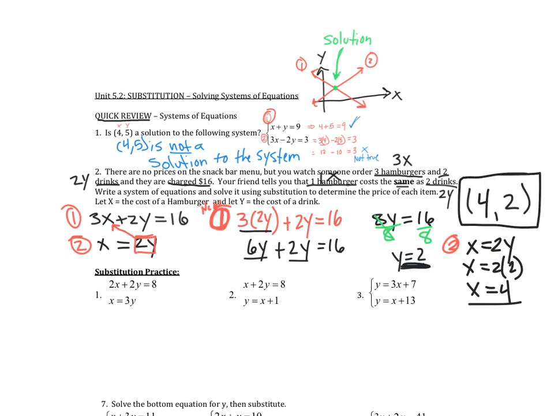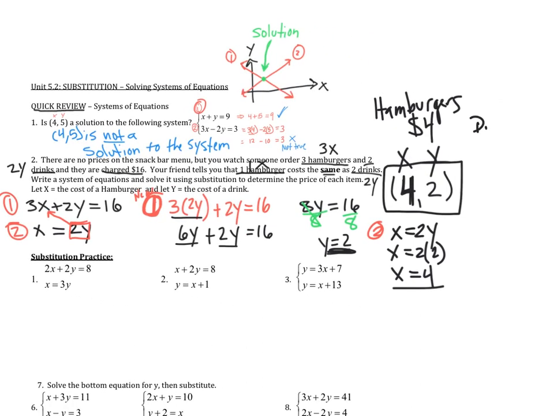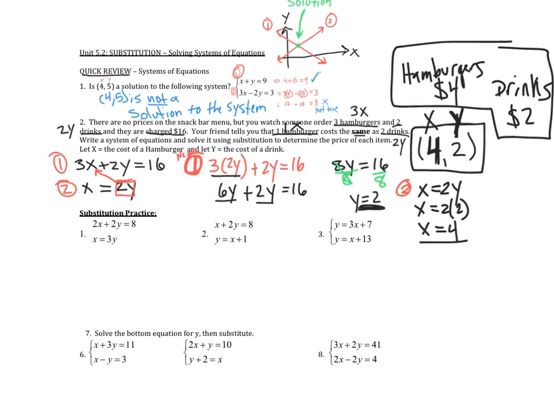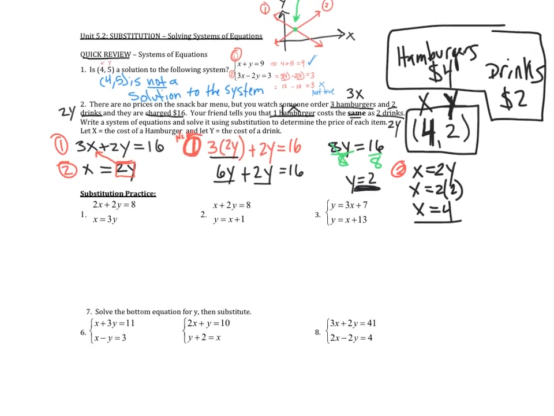So what does that solution mean? Remember what x represents. X represents hamburgers and y represents drinks. So hamburgers are $4, because the x value is the hamburgers. Hamburgers are $4, and drinks are $2, because y represented drinks. So we didn't know the price of them, but we can figure it out with this system of equations. The system solved for the price of both hamburgers and drinks, even though they weren't displayed.